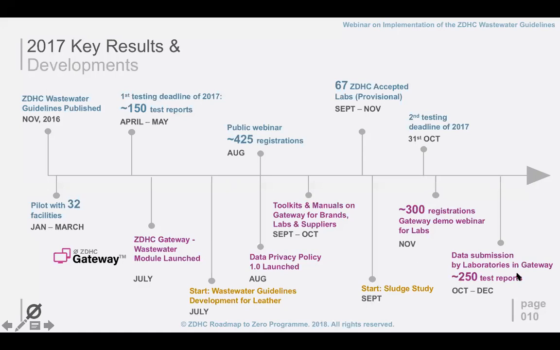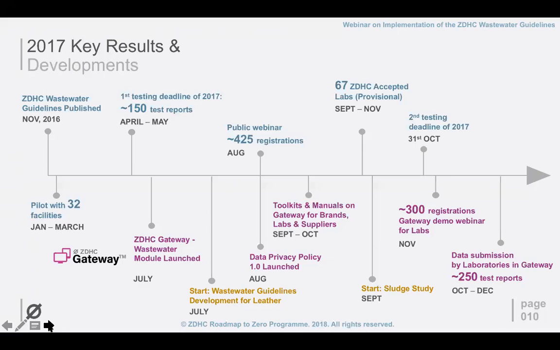But we've also been developing toolkits and manuals to help people understand the guidance. So we recognize it's not enough to just put the guidance out there. We need to actually develop tools to help people understand how to use it. We've begun a lab acceptance project. I'll talk a little bit more about that later, but we had 67 labs that went through this process late fall last year. And we had our second testing deadline in October, and we've uploaded probably closer to 300 or more reports now as a result of that second sampling.